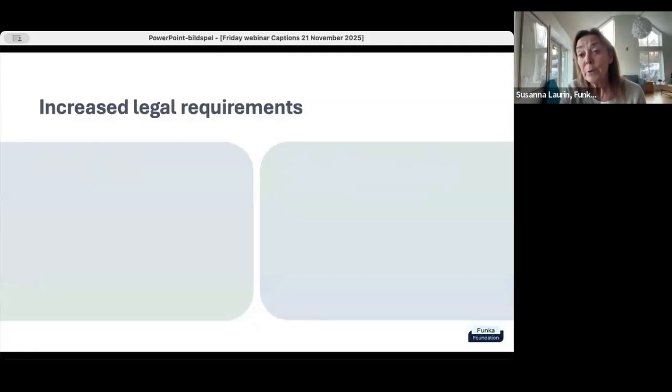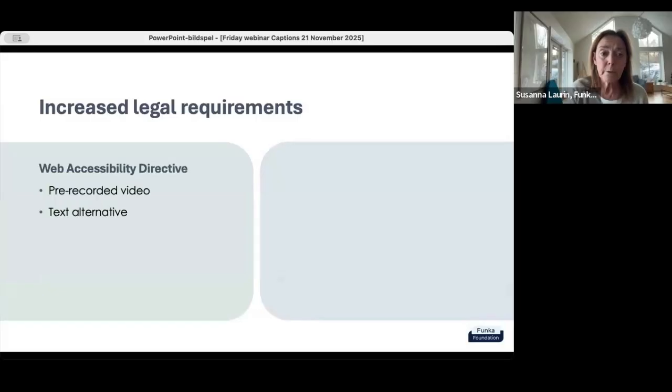And there are also legal requirements, of course, that are actually increasing. So in the Web Accessibility Directive, live video doesn't have a requirement to have captions. So whatever is happening live is not relevant for people who are hard of hearing. How did that come? But of course, it's because of resources and so on. But pre-recorded video needs to be captioned.